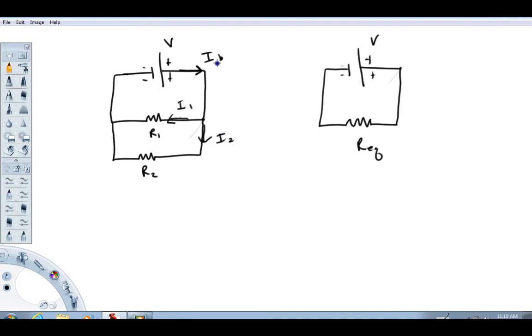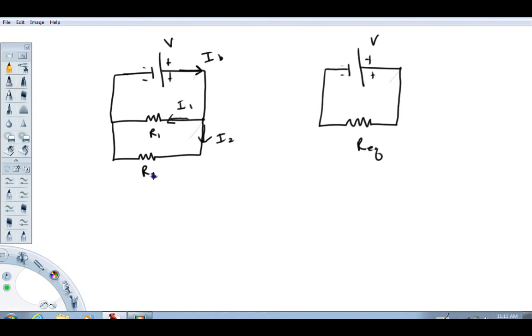This current, the one I call IB, the one coming from the battery, if I were to put an ammeter basically anywhere in green here, all readings would give me IB. That current is exactly the same anywhere in this branch of the circuit. If I were to put an ammeter anywhere in this part of the circuit, I would be measuring I1. And anywhere in this part of the circuit, I would be measuring I2.